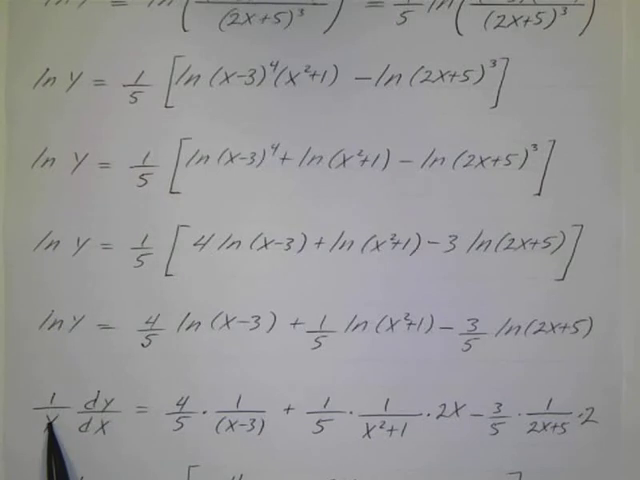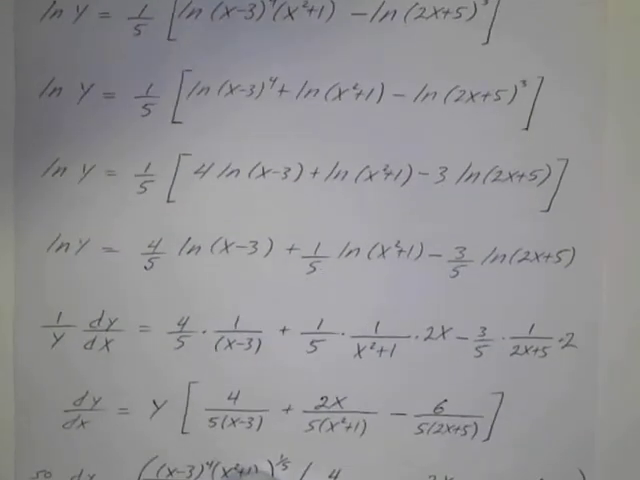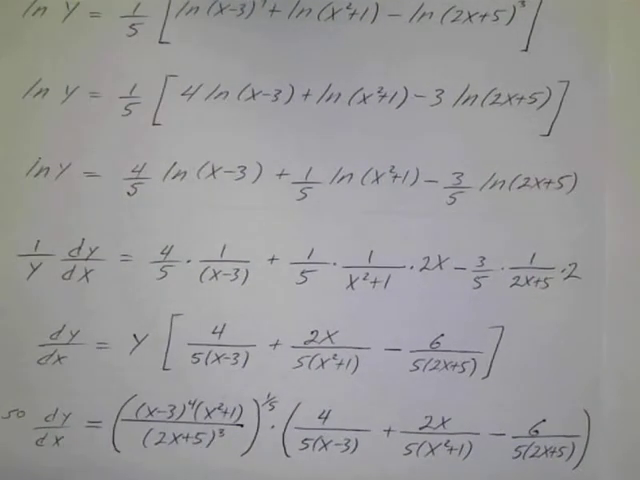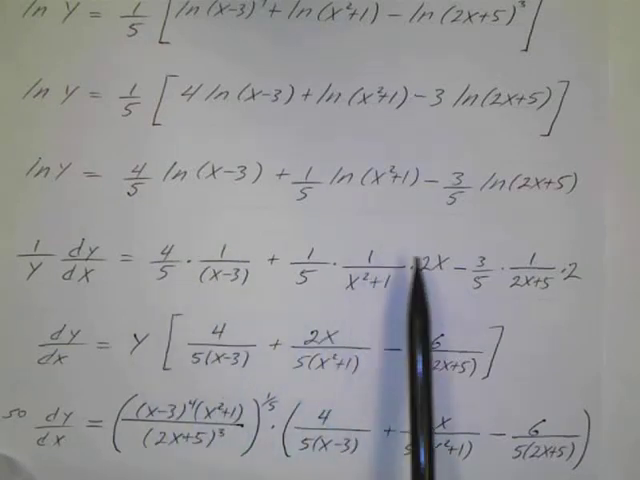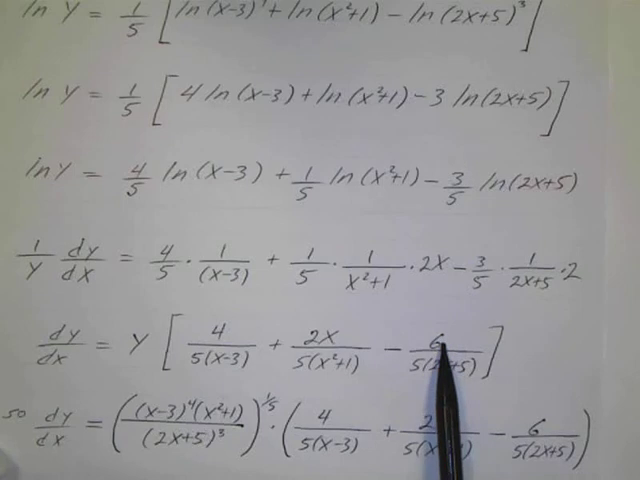Now I can multiply both sides by y to put this y up on top. So I have this y over here, and then we just put 4 on the top and 5 times x minus 3. And then I've got a 2x, so I can put the 2x on the top and 5 on the bottom. So 2x over 5 times x squared plus 1. And 3 times 2 is 6, so that can go on the top, minus 5 times 2x plus 5.